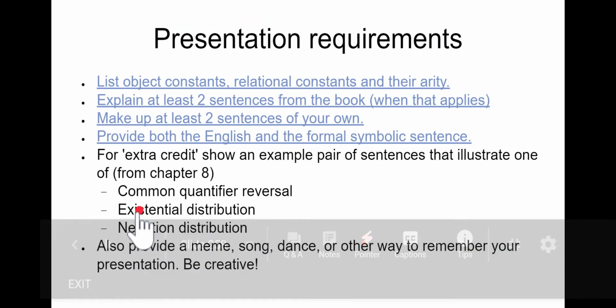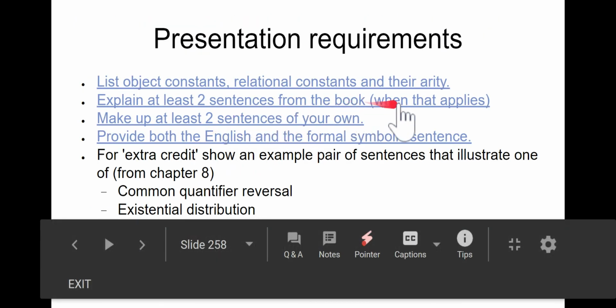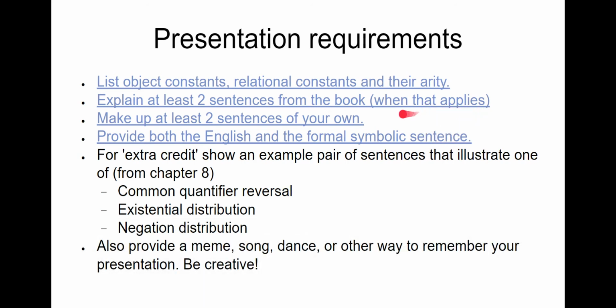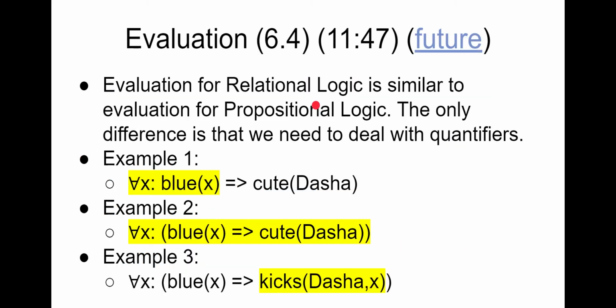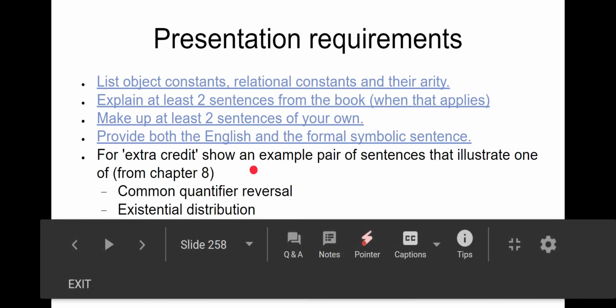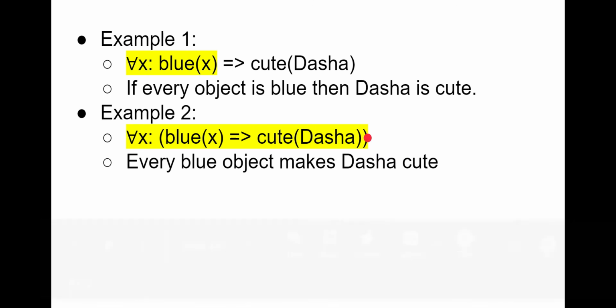And then if we return to the slide for the presentation requirements, we see that you then want to explain at least 2 sentences, whether from the book or your own, that describe the world, or which are at least propositional sentences about the world. And last time or the time before, we went through several example logical sentences, so we've done that as well. We provided both the English and the formal symbolic sentence, and for a couple of them, I went ahead and did that.